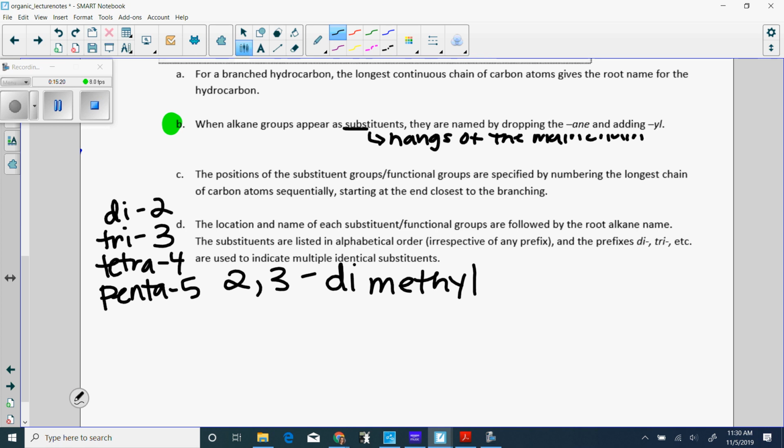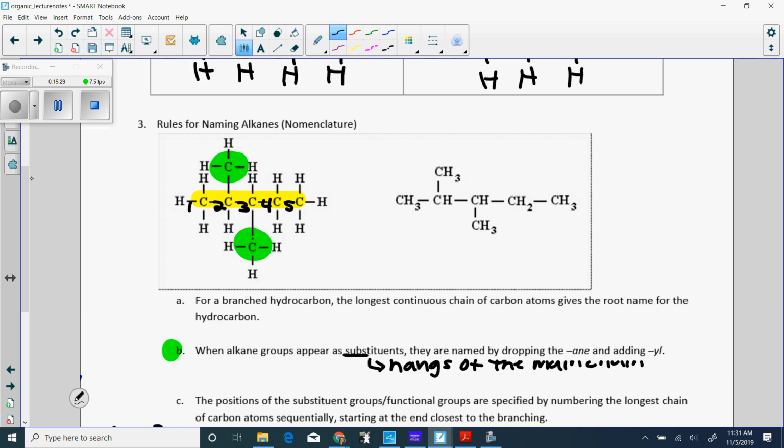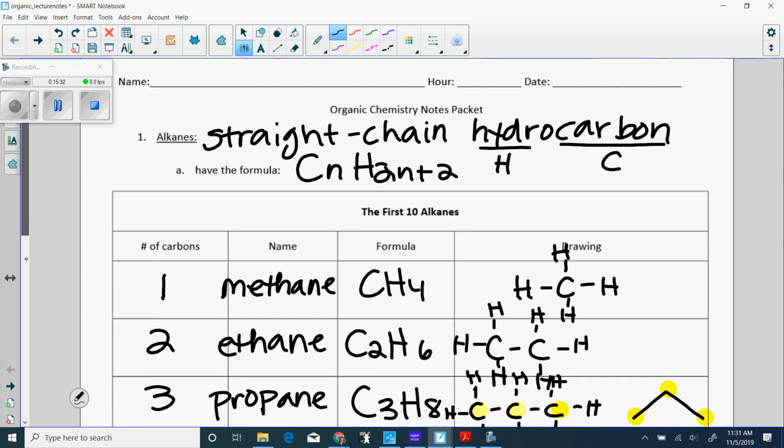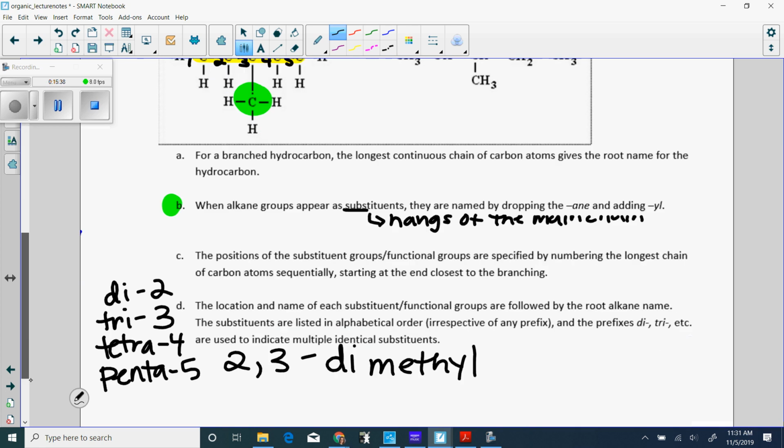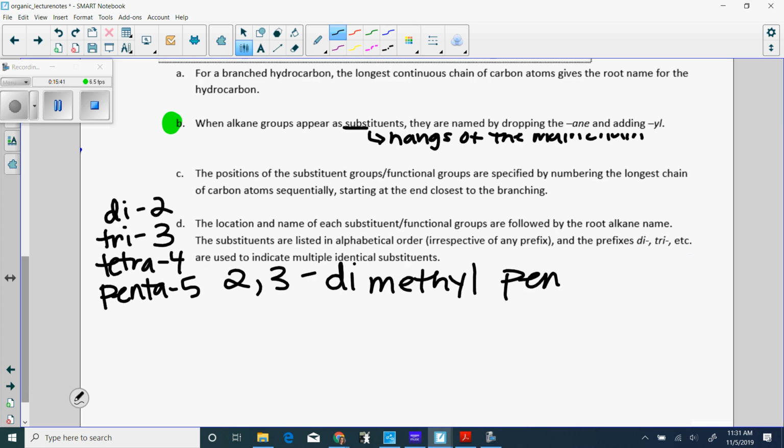Okay, so 2, 3, di, because there are 2 of them that are the same. They're both methyls. And then last is my longest chain. My longest chain is 5. Going back, because I just learned this, 5 is a pentane. So 2, 3, dimethylpentane. That's 1 or 2 words? This is 2 words. Good point. This is a space. It's not di space. No, it's not. Okay. So I'm going to keep color coding. My longest chain I did in yellow, so I'm going to highlight the word pentane in yellow because that's where that came from.